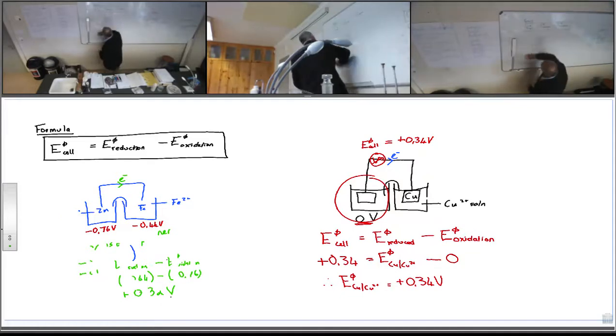So if we have a look at a typical hydrogen electrode, let's show you what it looked like.